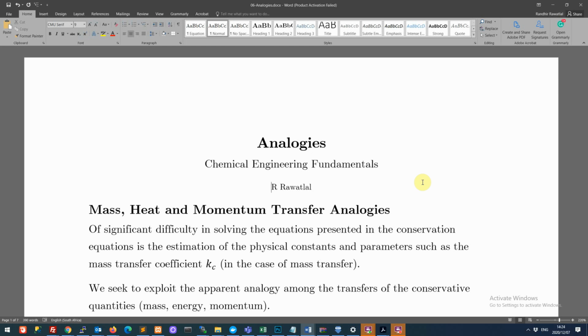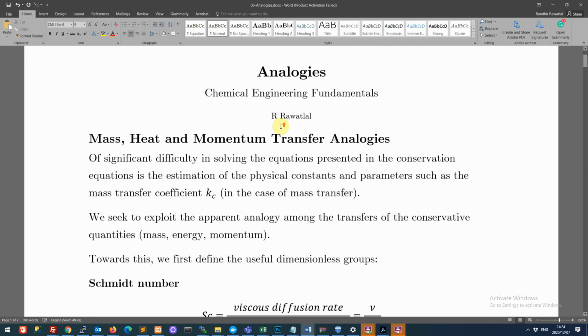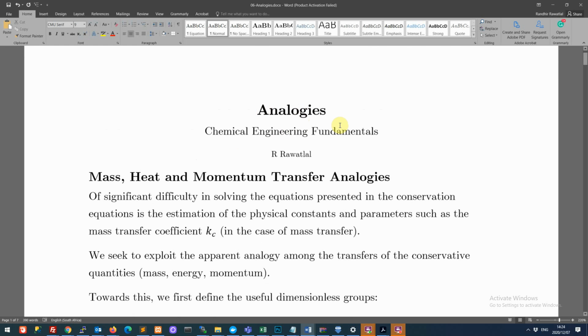So we had speculated that perhaps a fluid is inadequately described by any specific property like mass or energy or momentum. And you'll find in the literature that this kind of speculation has been going on for several decades, and this has shown up in the field of analogies. In analogies, we recognize that there are similarities in mass, heat, and momentum transfer, and there have been attempts to exploit these analogies so that we could estimate one constant from another.